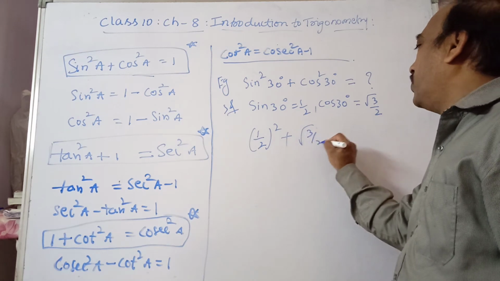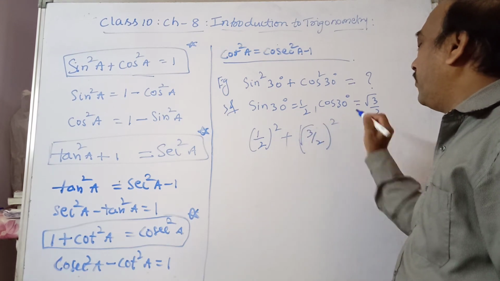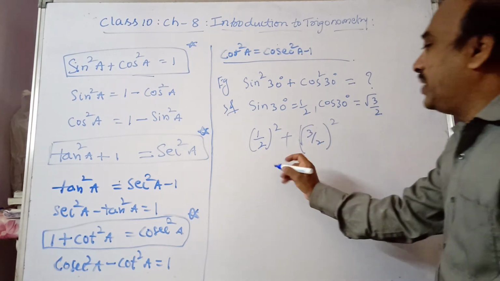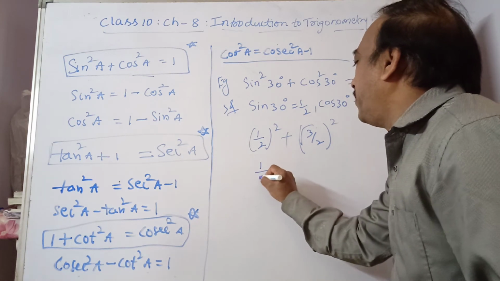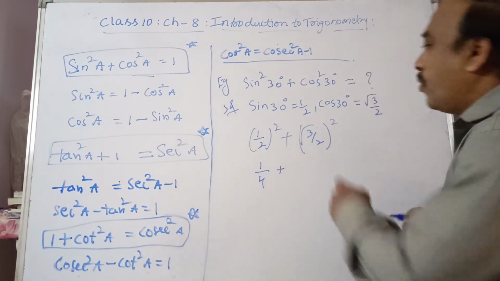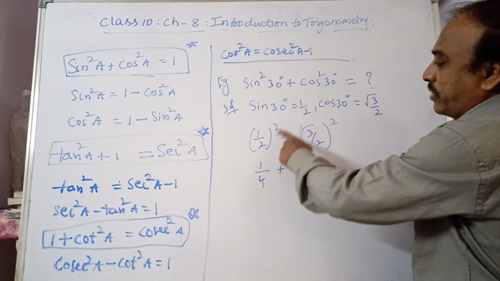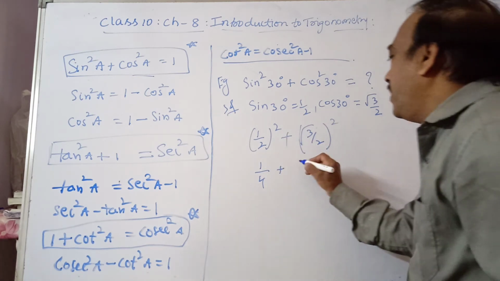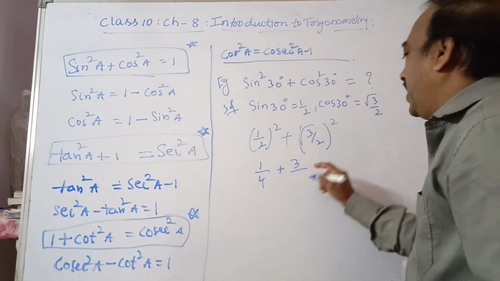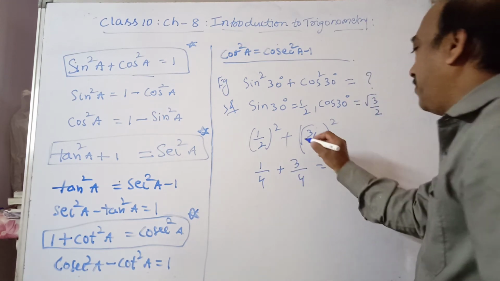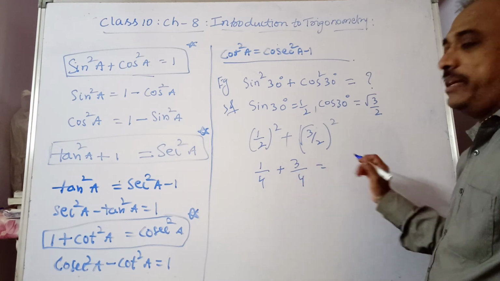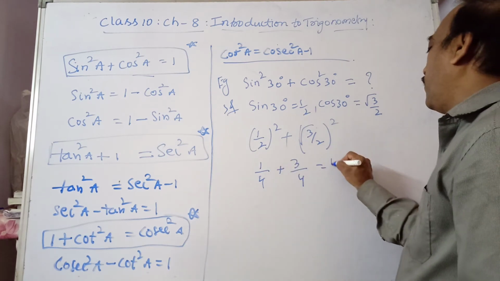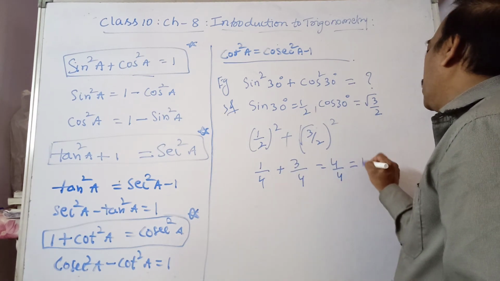1 by 2 whole square becomes 1 by 4, plus root 3 whole square is 3, and 2 square is 4. So it can be written as 1 by 4 plus 3 by 4, 1 plus 3 is 4 by 4, which is equal to 1.